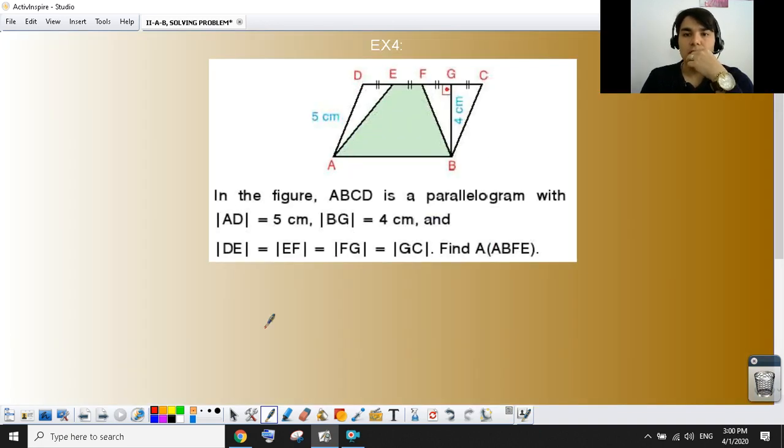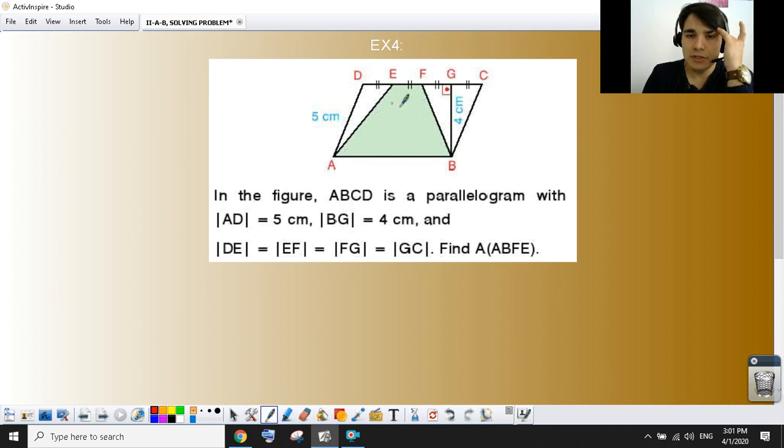For example 4, we have one parallelogram and we have to find the shaded area. When you look at the shaded area, it is a trapezoid, ABFE. And remember, how can you find the area of a trapezoid? We will take half of the sum of the lower and upper base times the altitude, right?